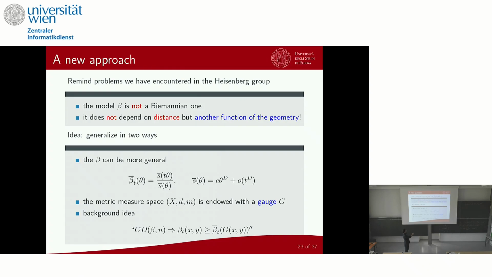Here? Yeah, thank you. It is theta power D, thank you. So the background idea is that a CD beta n condition would imply a comparison of the true beta t x y with the model beta evaluated on the gauge. Okay, so we have a different model beta which stays in this class and is evaluated on some gauge which is also associated to the space.